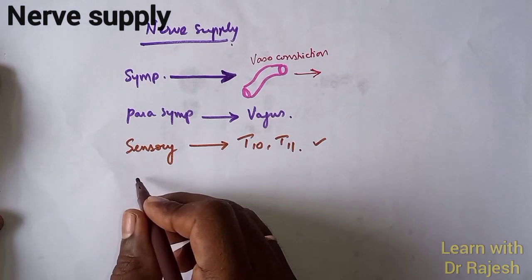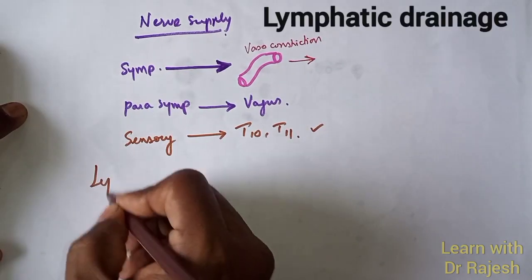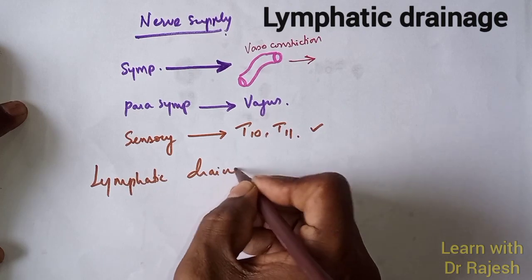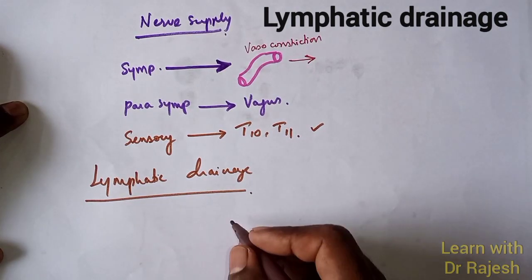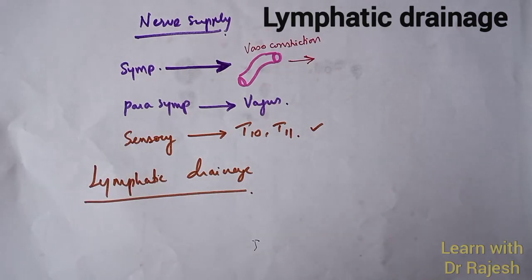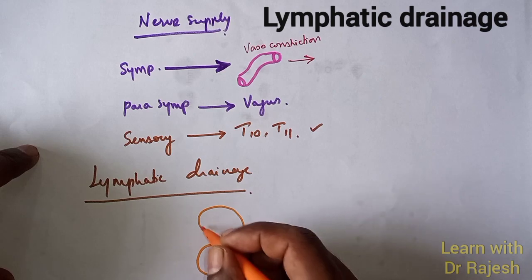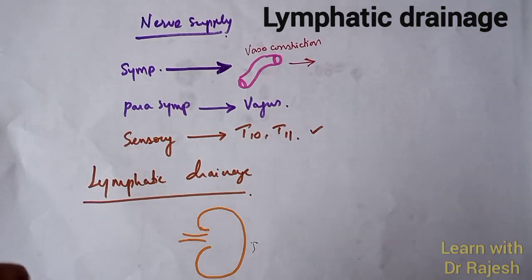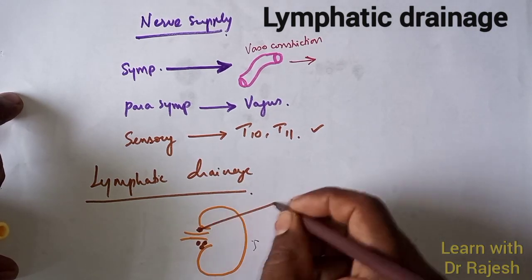Then coming to its lymphatic drainage. So the kidney is mainly drained by the hilar group of lymph nodes, which is located along the hilum of the kidney. If you take the hilum of the kidney, the hilar lymph nodes which are located along the hilum of the kidney, these are the hilar group of lymph nodes.